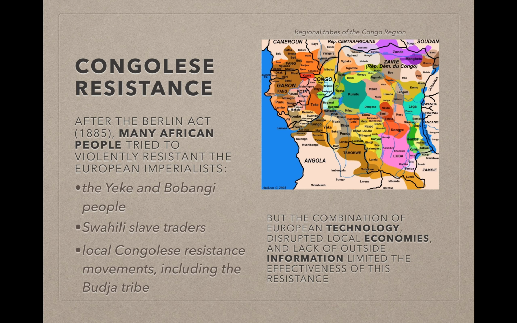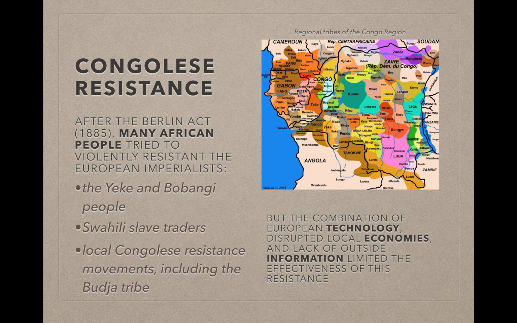Resistance was very difficult because Congo is such a diverse place with so many different languages and ethnicities and different tribes, but there was definitely resistance. You had lots of local indigenous Congolese. You actually had people from areas of Swahili traders in the east of Africa who thought the Europeans were kind of cutting in on their business. And you also had just kind of grassroots resistance. But Europe had far superior technology. The economies had been basically disrupted, so people were kind of a little bit lost.